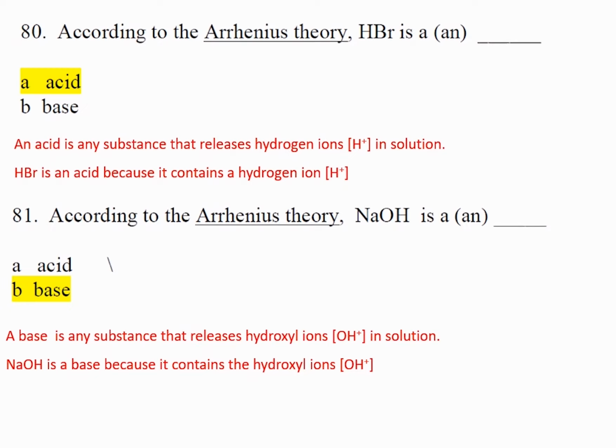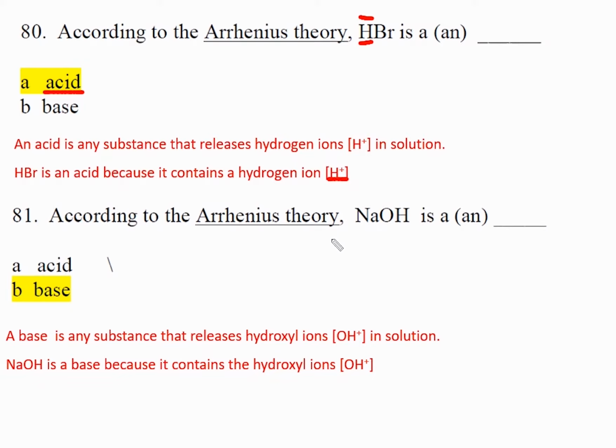In question 80, we're supposed to identify if hydrobromic is an acid or a base. According to Arrhenius theory, an acid is any substance that releases hydrogen ions in solution. Hydrobromic acid is an acid because it contains the hydrogen ions. So these hydrogen ions can be released into a solution. So by virtue of having the hydrogen, we call it an acid.